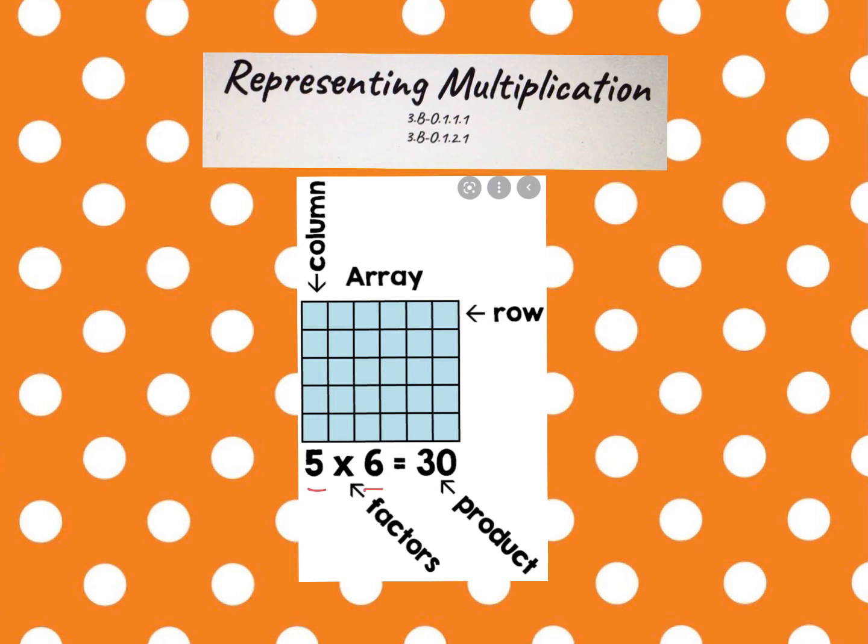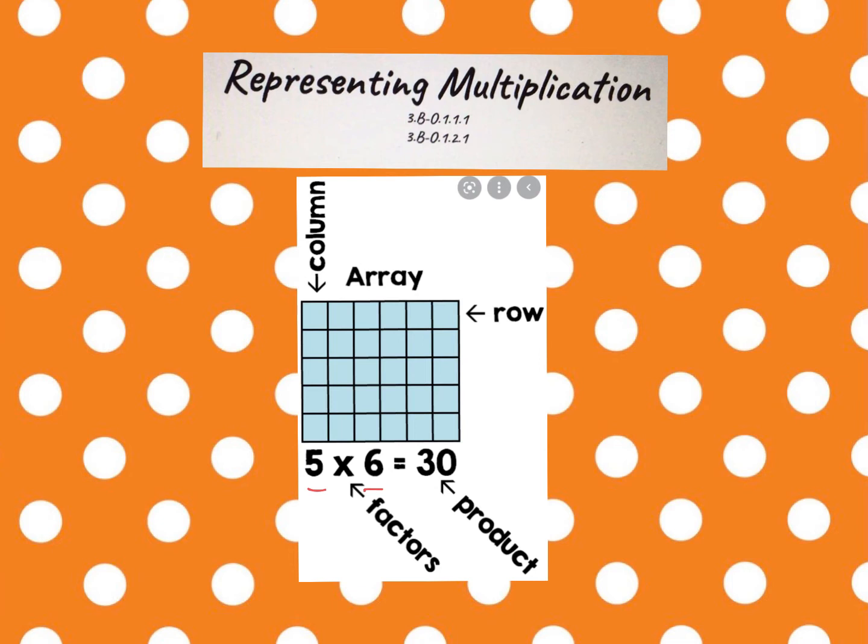And so we can represent multiplication in many different ways. We've talked about equal groups, and this is an array. We've also talked about, and today what we're going to be working on is an area model, okay? And this is what an area model looks like.